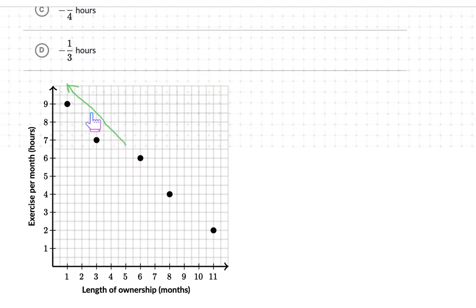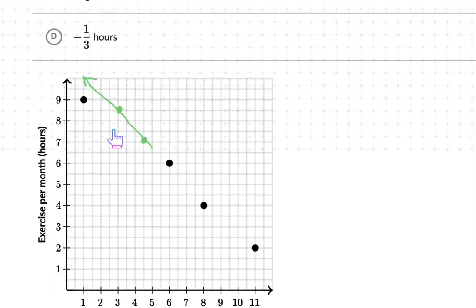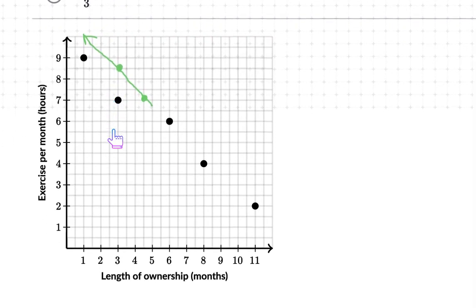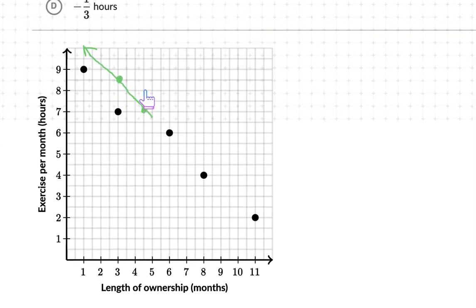Once you find your line, you're going to find 2 pretty points. Here's a pretty point. Remember, it doesn't have to be an actual dot on the line. And it looks like this could be another pretty point. It doesn't have to be precise. We want to know how much exercise per month changes for every 1 additional month of ownership.